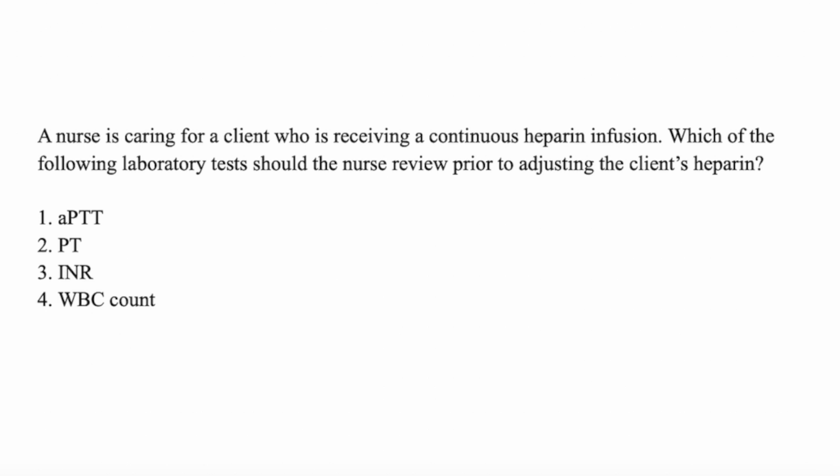Number 2, a nurse is caring for a client who's receiving a continuous heparin infusion. Which of the following lab tests should the nurse review prior to adjusting the client's heparin? 1, PTT, 2, PT, 3, INR, or 4, WBC count?